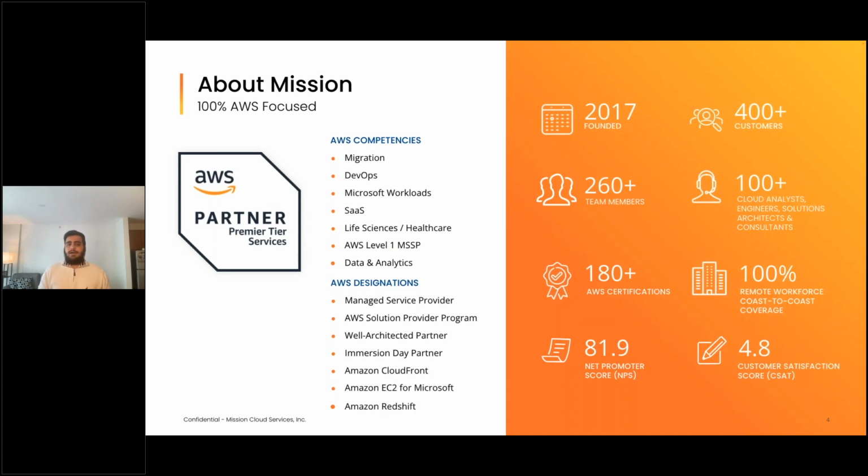We have several competencies while delivering workloads on AWS, like migrations, DevOps, Microsoft workloads, security, data analytics, and machine learning. And that makes us a preferred AWS partner. We also hold a lot of designations, like managed services, Well-Architected partner, Microsoft, and even Redshift partner. So that's a quick background about Mission and our offerings. I will hand it over to Mark to continue with the presentation.